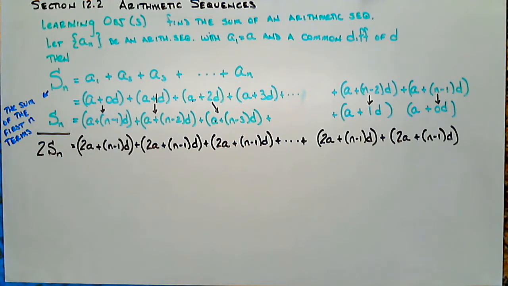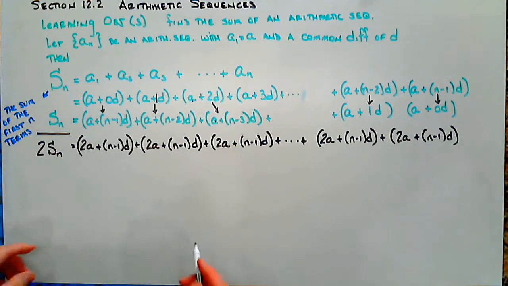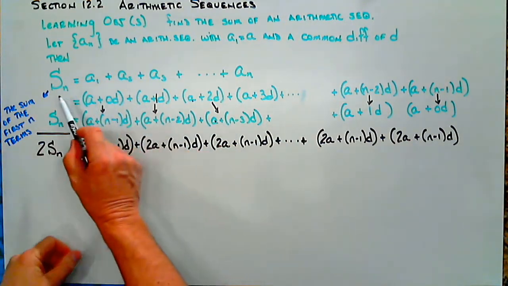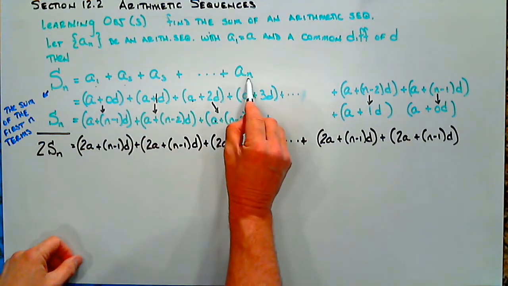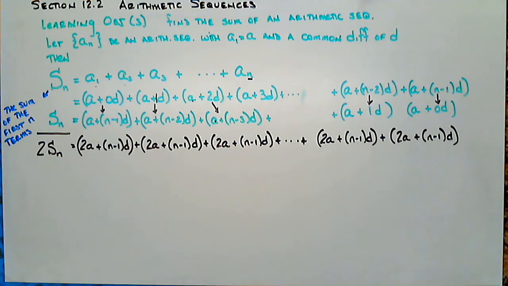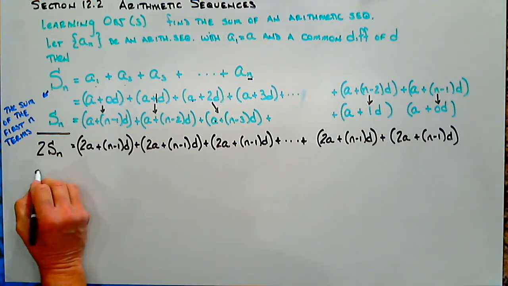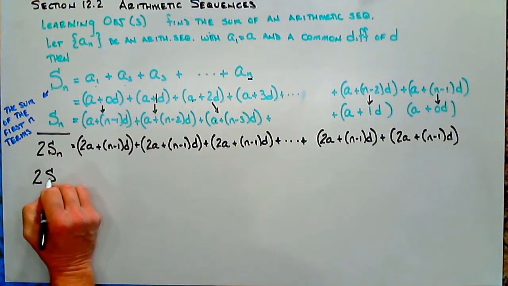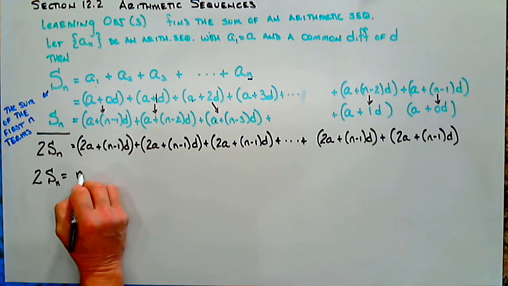Now, what does that cause, right? What happens? Well, if we add them up, how many of them are there? How many terms are there in our sum? 1, 2, 3, and it goes on until we get to n of them. So we have n of these added up. So what does that say? That says 2 s sub n is n of these things.